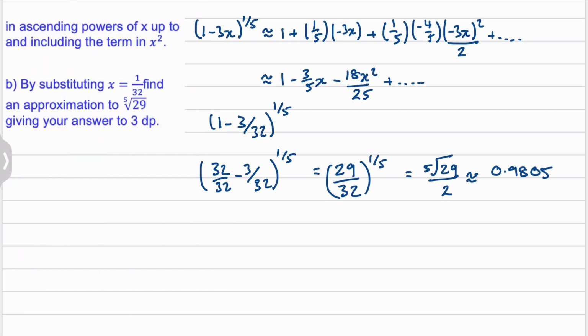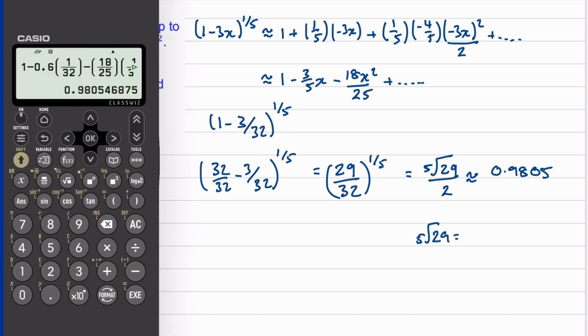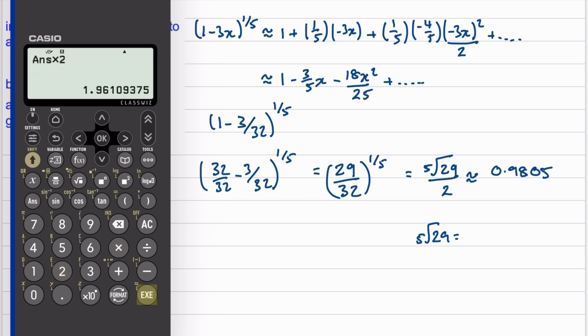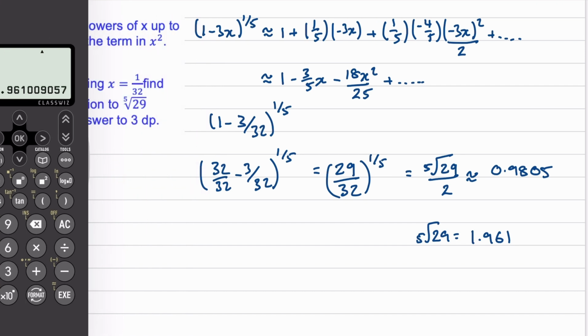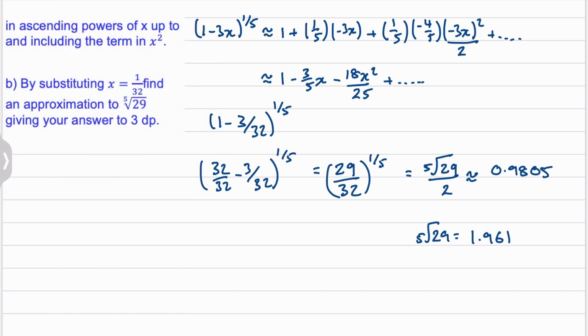So now all we need to do is to multiply both sides by the 2, and we'll get the fifth root of 29. So the fifth root of 29 will be 0.9805 times 2, and this is 1.961. And we can check the accuracy of this. If we enter 29 and we raise it to a power of 1/5, you can see that we're correct to 3 decimal places. Okay? In the next video, we're going to look at a different problem-solving type question with a binomial expansion.